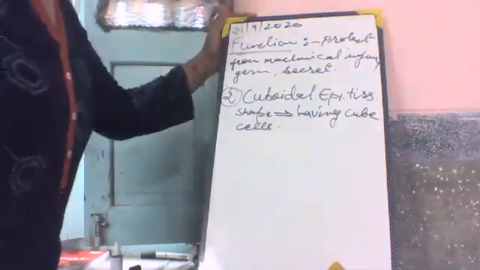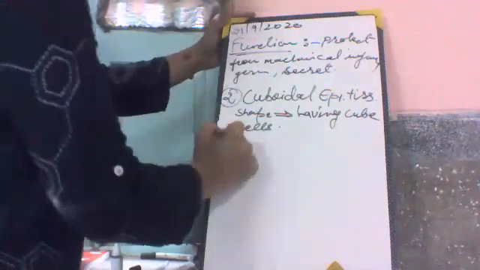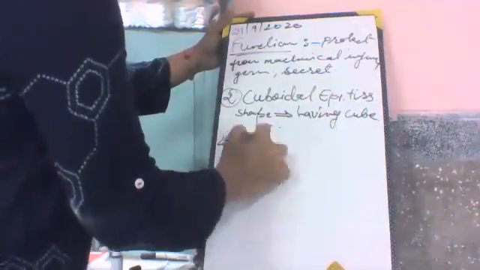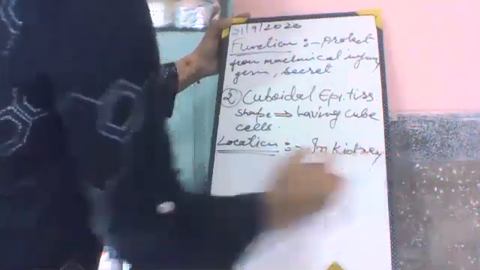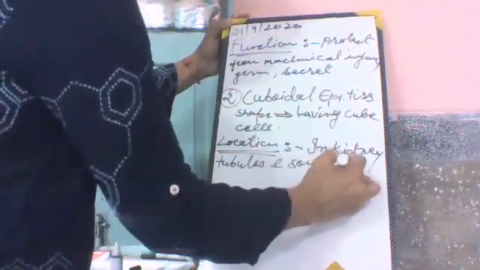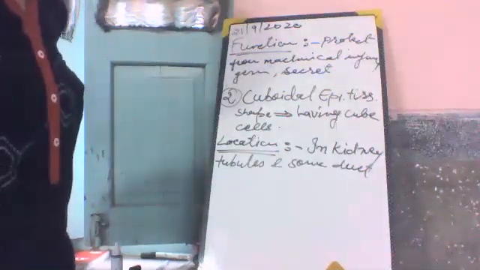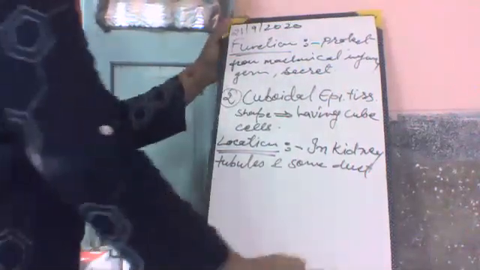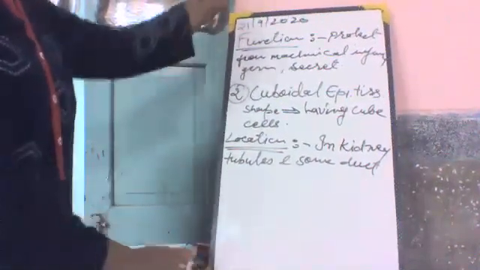The location where they are found: in kidney tubules and some glandular ducts. Ducts are fine tubes, and these secrete juices for that organ.